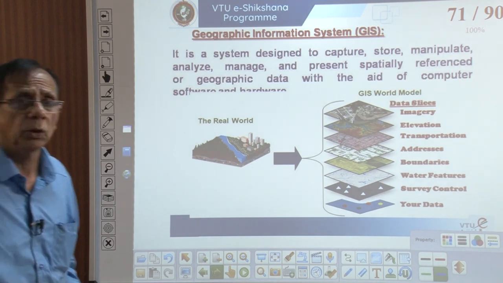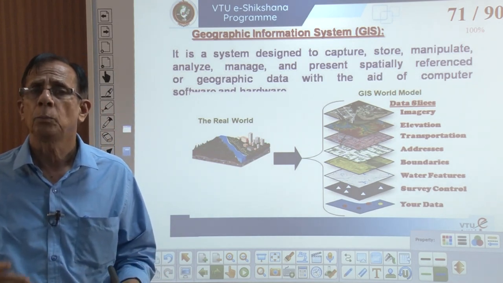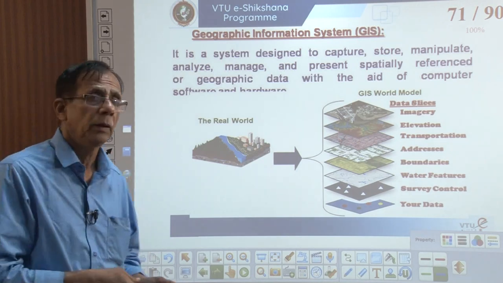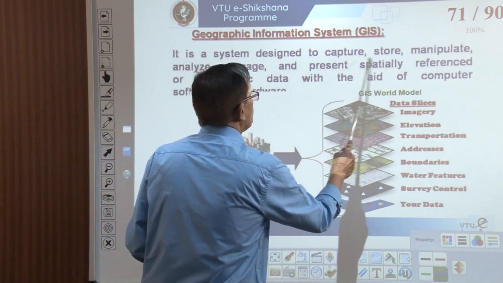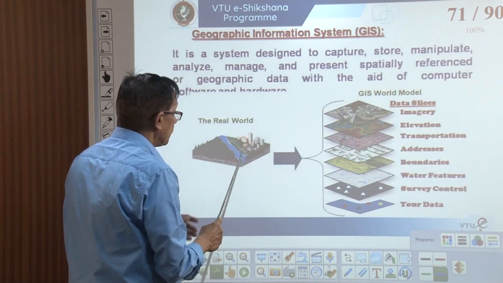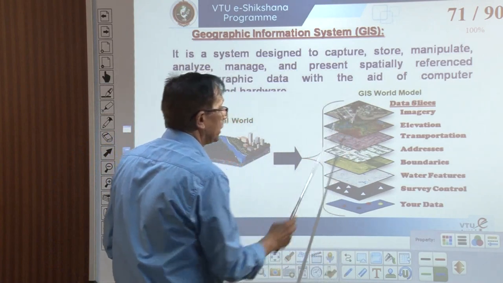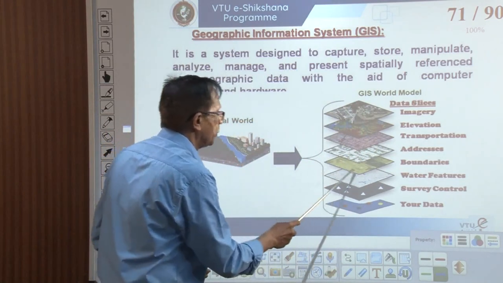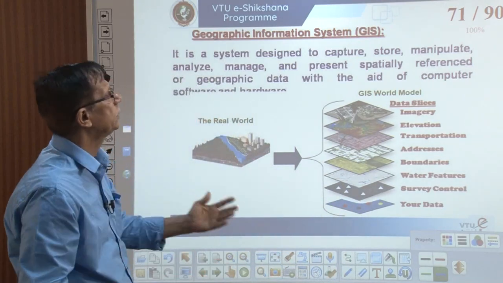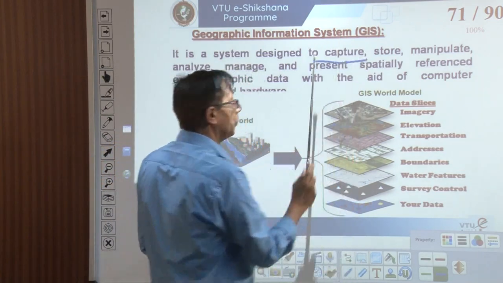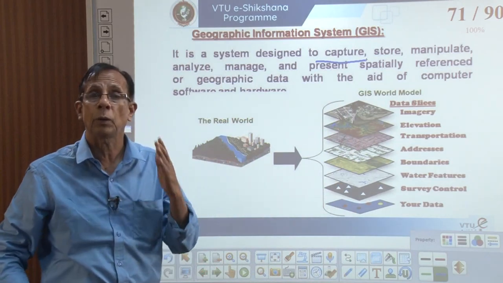A geographic information system is computer-based software. It is used to capture what is on the real ground. From this ground, if I have the photograph, I can capture information about the settlement, the river pattern, the soil type, the vegetation type, water bodies, etc. Many things are there, but I may want to capture only one: only the relief of the ground, only the vegetation, only the soil.